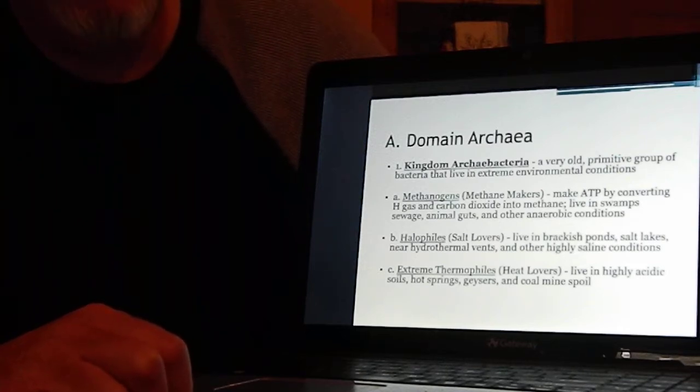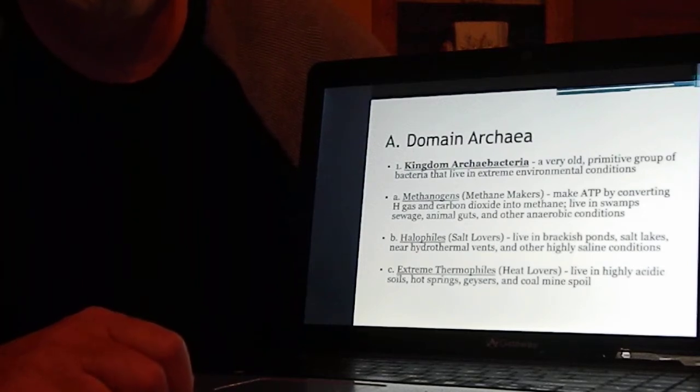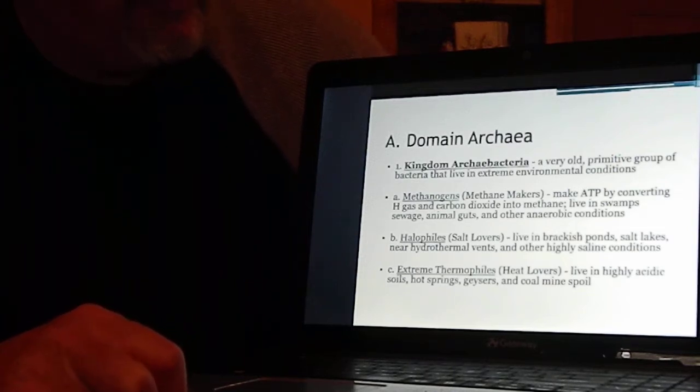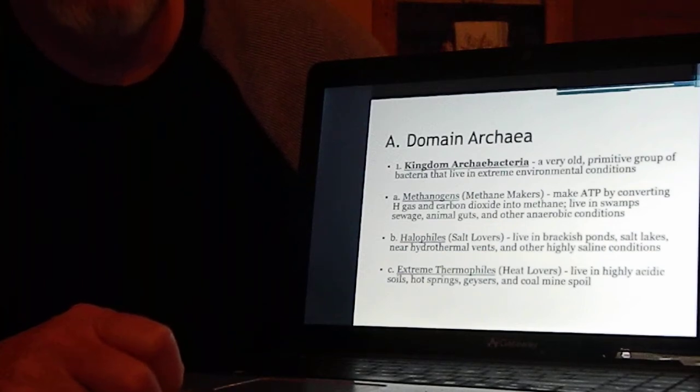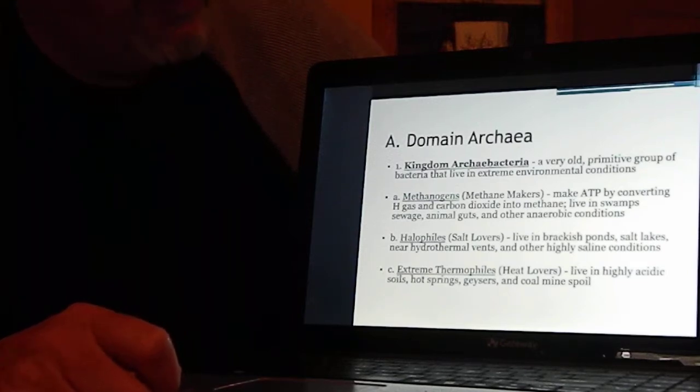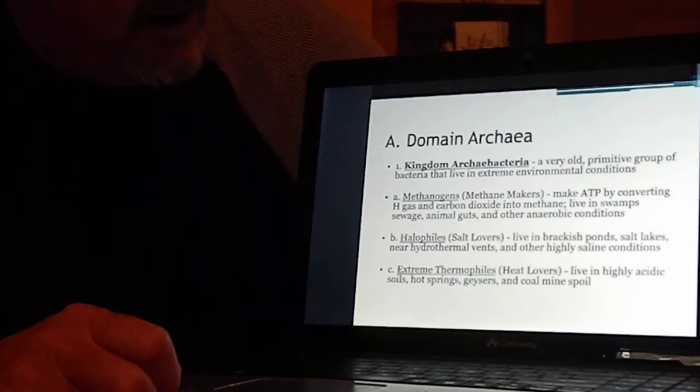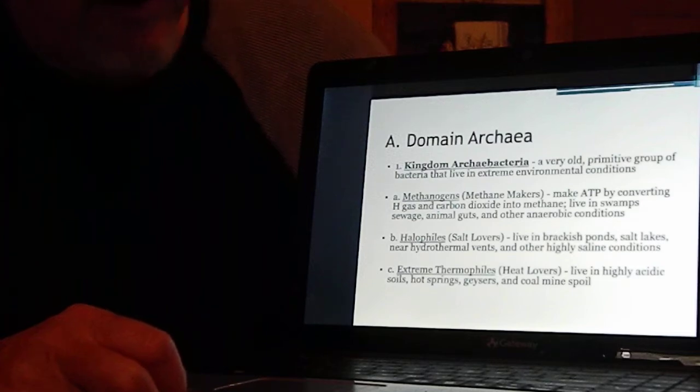One are called methanogens, and they make methane. Methane is a gas. It's colorless, but it's combustible. And so these organisms, as a byproduct of their metabolism and cellular respiration, fermentation, produce methane gas. All right, and these can be found in several different places. They can live in swamps, sewage, animal guts, other anaerobic conditions.